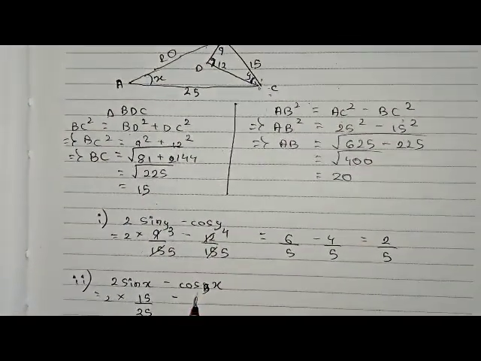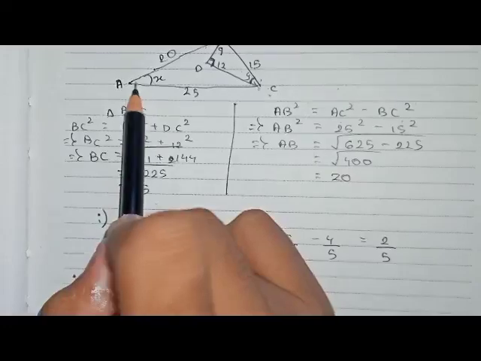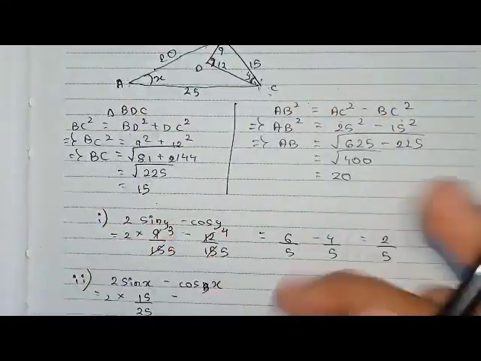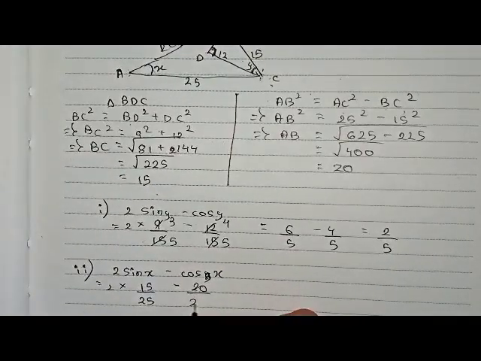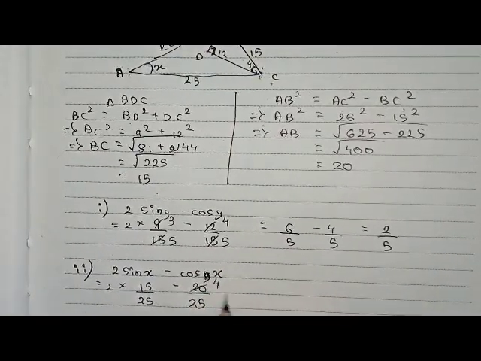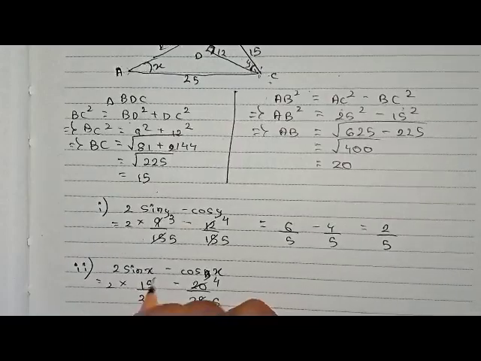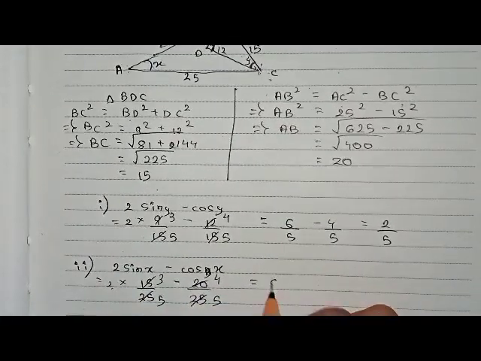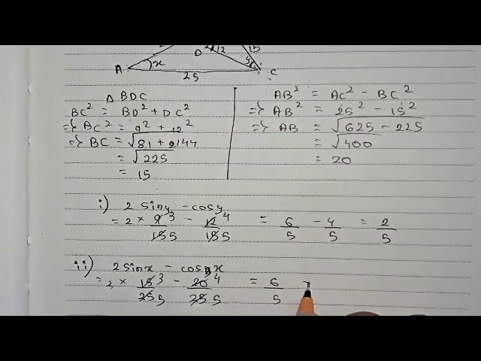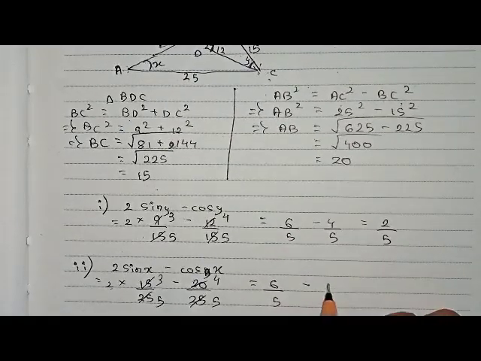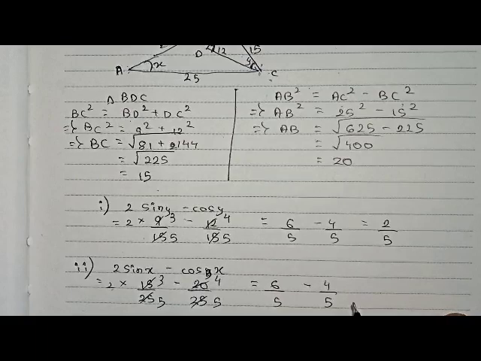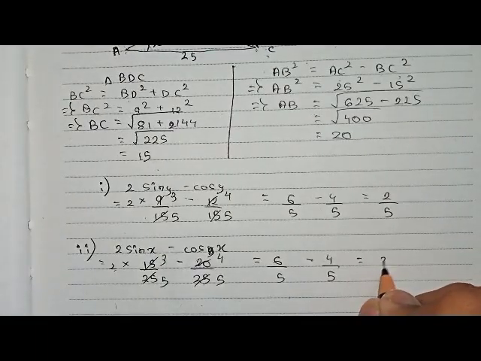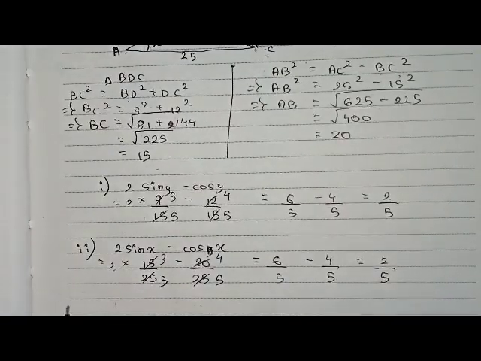So cos x value will be, here is x. So base by hypotenuse. So base is our 20 and hypotenuse is 25. So 20 by 25. Here also cut the numbers by 5 only first. 4 by 5. Here 3 by 5. So 2 into 3 is 6. 6 by 5 minus 4 by 5. So here also 6 minus 4 will be equals to 2. 2 by 5. Now our third question.